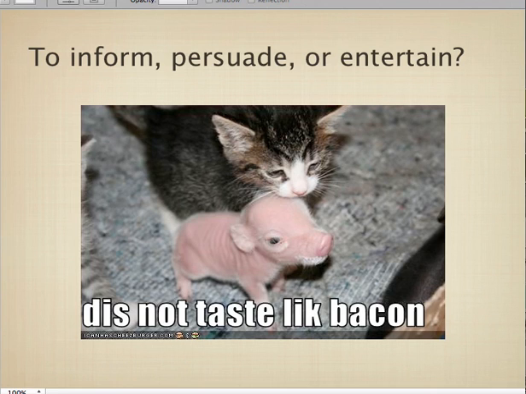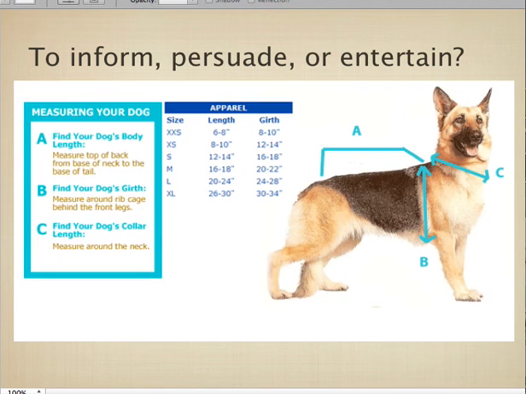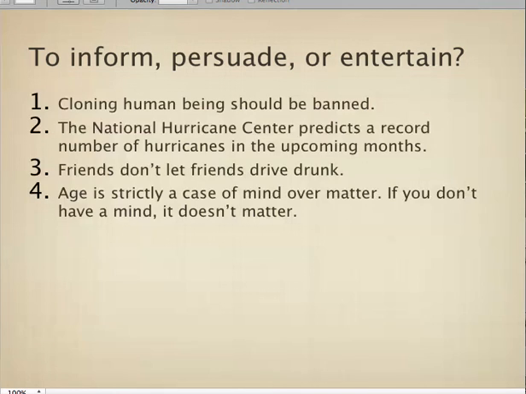Next, we have this lovely kitten chewing on a baby pig. It says, "Does not dislike chicken." It's not informative, although the cat is telling us that bacon is not the same thing as baby pig. And it's not really persuasive, so it must be entertaining. And finally, here we have how to fit your dog for a coat. That's certainly not entertaining. It's got lots of information, but it's not trying to persuade me of anything. Therefore, because it is all informational, it's an informative text.